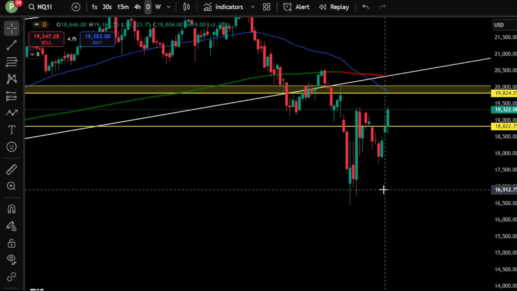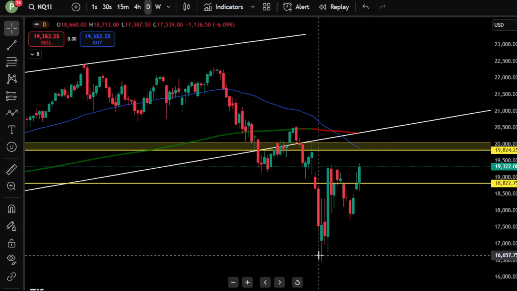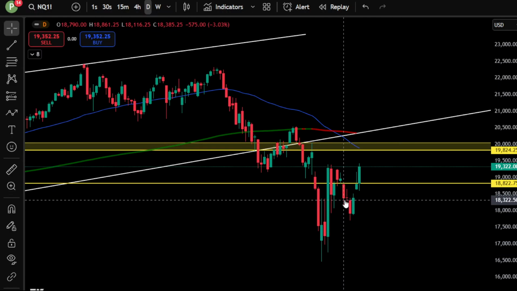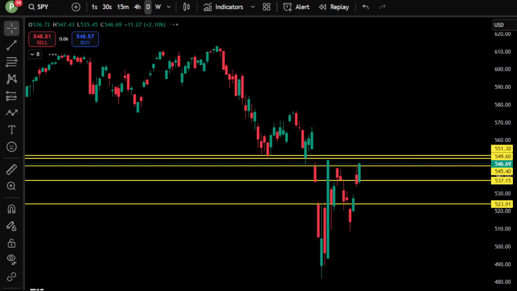Maybe not new lows or anything like that, but we're definitely going to at least fill this gap. Let me know if I'm wrong. Maybe there is a time or multiple times where gaps aren't getting filled on the futures market, right? But if we go back to the SPY here, right?